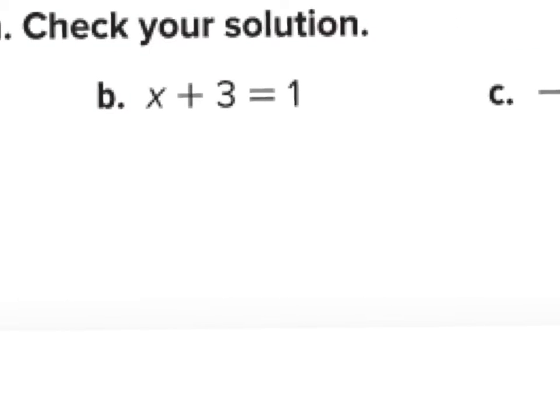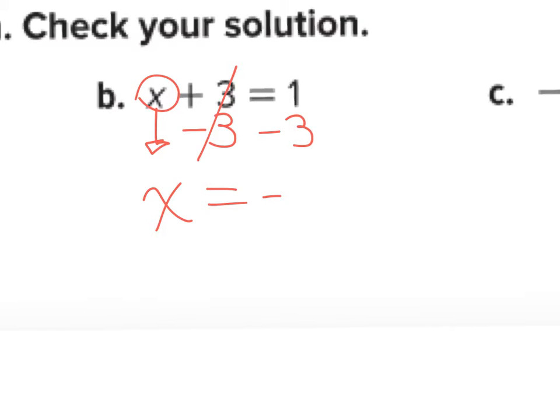B. Again, we must use subtraction property of equality so we can isolate our variable. So the 3's are gone, and I'm just left with that x right there, right? This x equals, I must subtract 3 from this side as well, and 1 minus 3 equals negative 2.